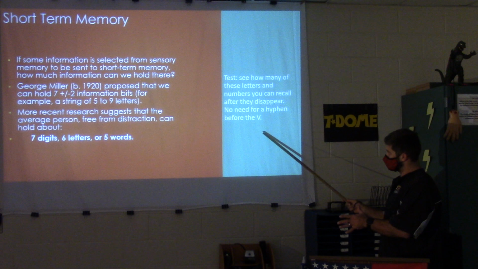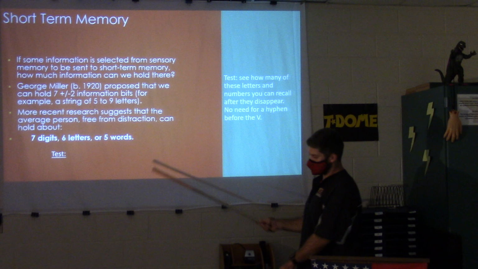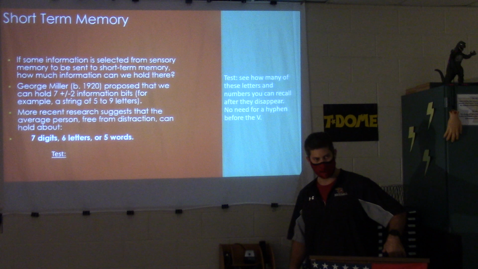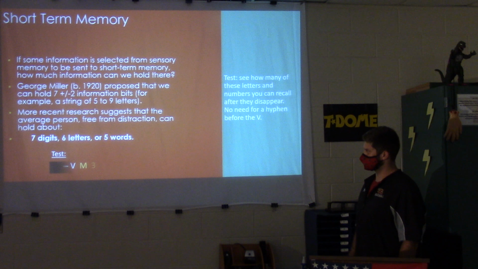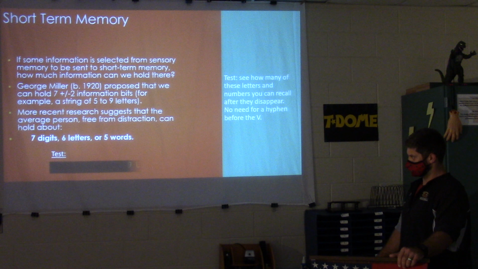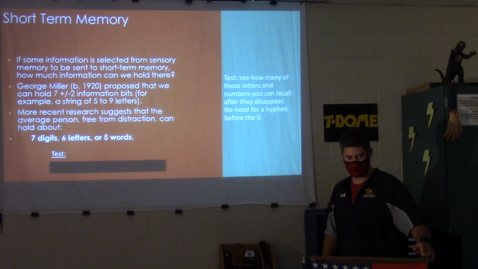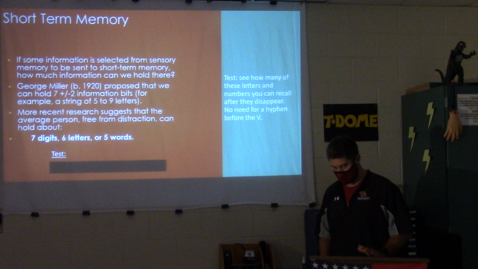You will see right here a string of letters appear and disappear. I want you to try to remember them without writing them down. You can write them down after you see them. There we go. Now write those down as fast as you possibly can. My guess is you didn't get all of them, but if you did, you're pushing the maximum amount of bits of information that you can hold in your mind.